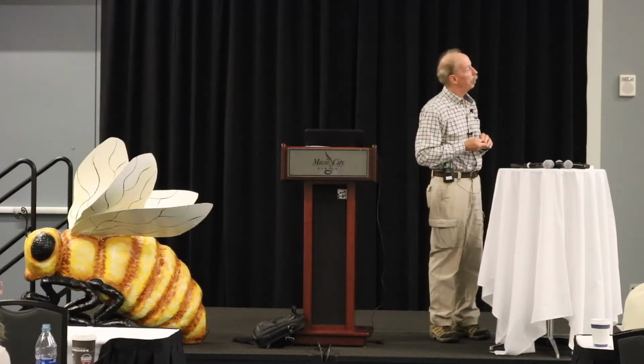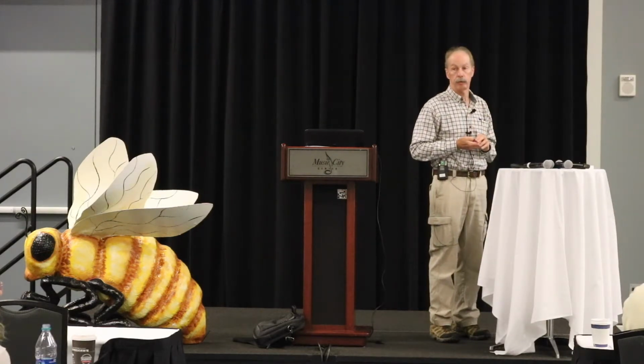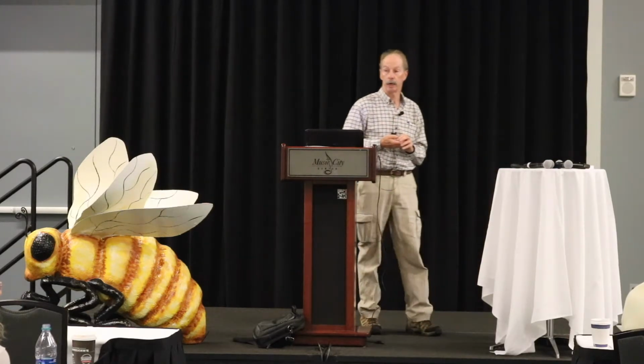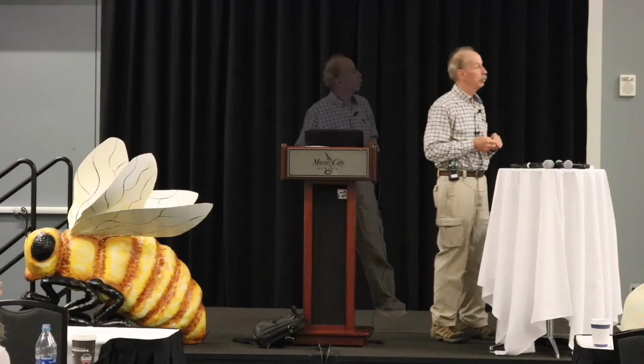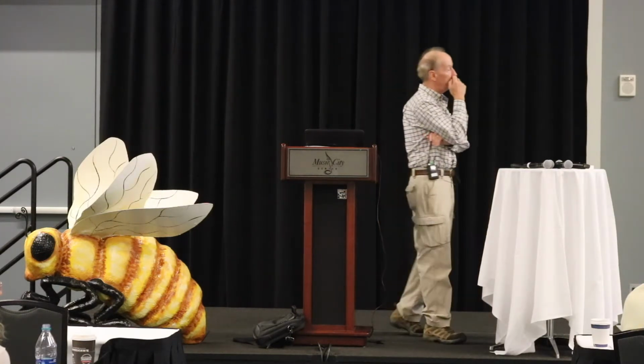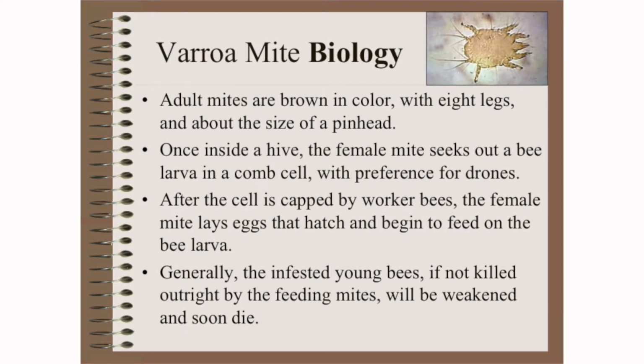So the wing does not fully develop, and so these bees would be referred to as crawlers because they cannot fly, and they're just useless to the colony. So a little about the biology. The mite, they're very tiny. Again, they're a type of arachnid. They have 8 legs, and I'm going to tell you, they are tiny, and they're really hard to see on a bee.